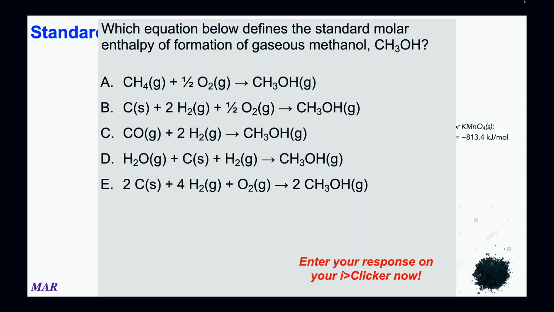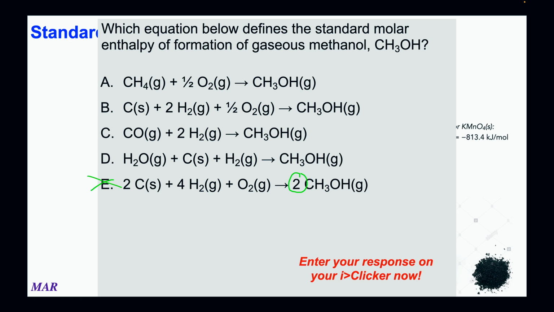So here's a question you might see. Which equation below defines the standard molar enthalpy of formation, i.e. delta HF, of gaseous methanol? Now, methanol is CH3OH. You want to have just 1 mole of product if it's a heat of formation reaction. So notice the answer E has a 2 right there, so that means that E is not delta HF. Delta HF, only 1 mole of product. So A through D all have 1 mole of product, but not answer E.